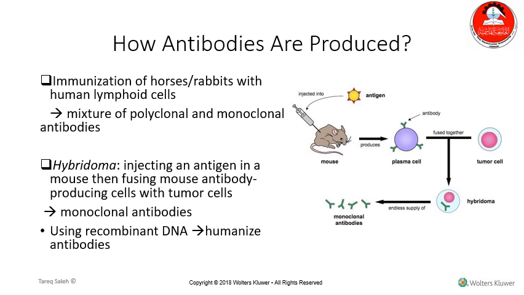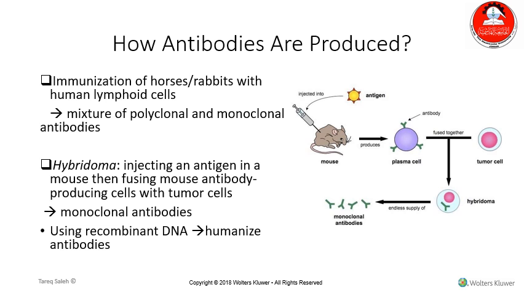Polyclonal antibodies are generated by injecting human lymphoid cells into animals, into horses and rabbits. So when you inject these human lymphoid cells containing antigens of interest, the immune system of the horse or rabbit will generate a mixture of different antibodies directed against that antigen. These antibodies, which circulate in the plasma of those animals, can then be collected and harvested.